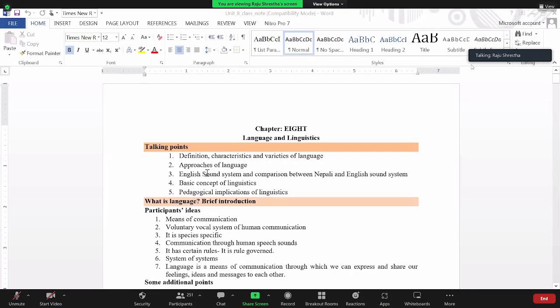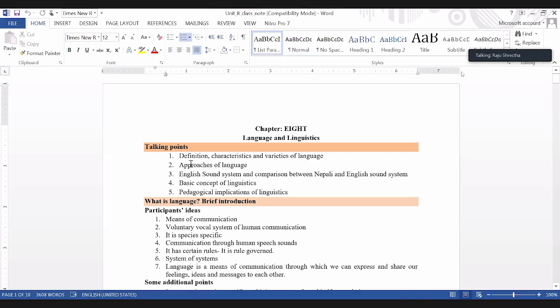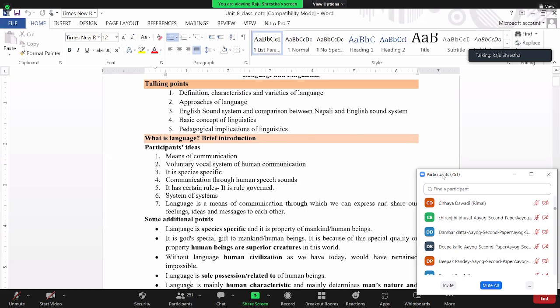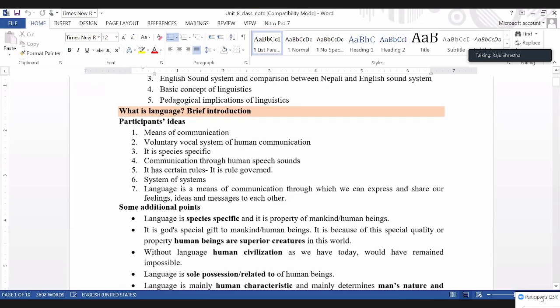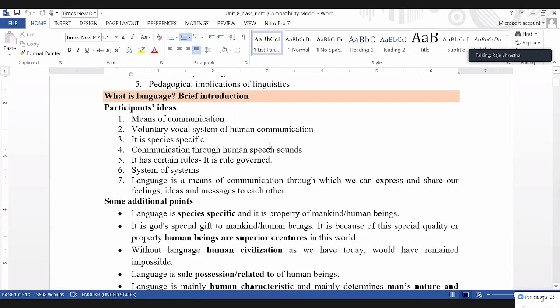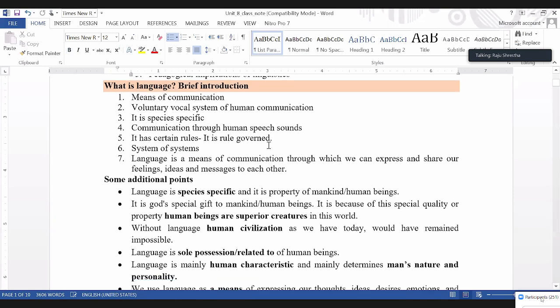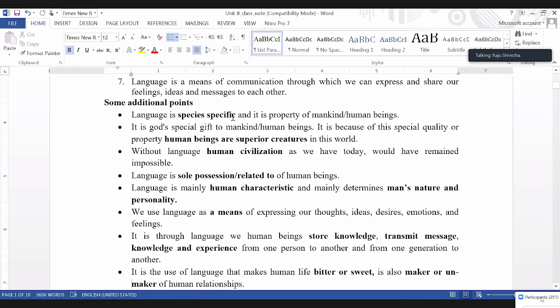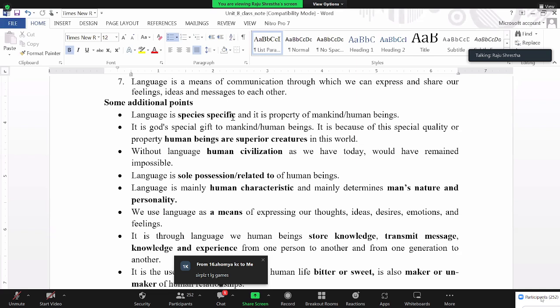Now, Unit 8, Language and Linguistics. What is language, we discussed? A brief introduction, and this is what your ideas were, and some additional points. This is species specific, related to human beings, and this is a special characteristic of human beings. Because of this kind of characteristic, the human creature is the superior creature in the world, and human civilization is possible due to language. This is humans' main characteristic, and it determines man's natural personality.